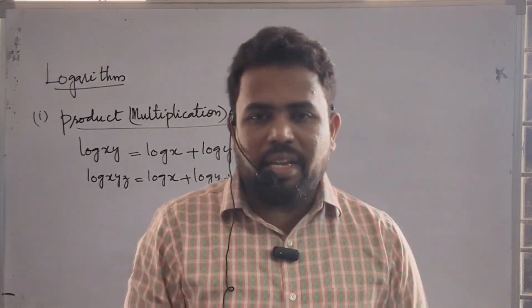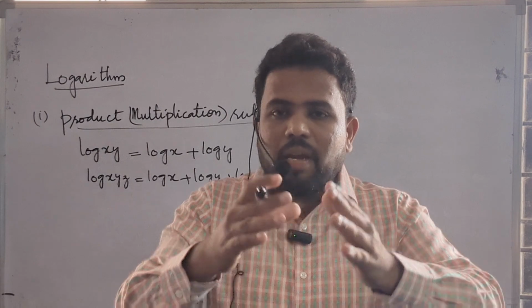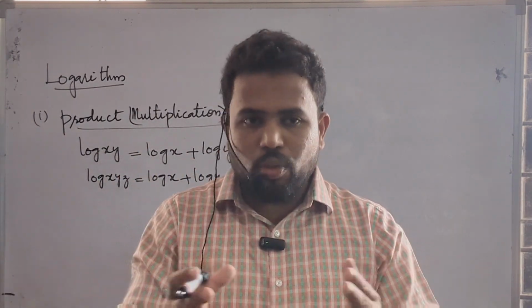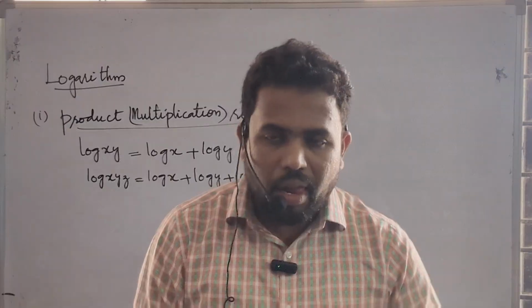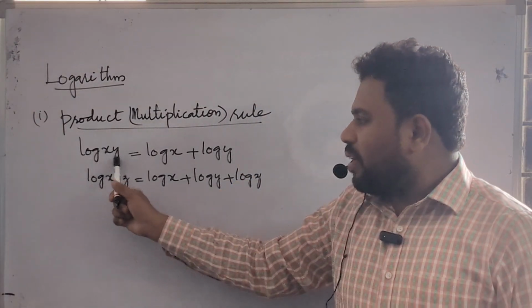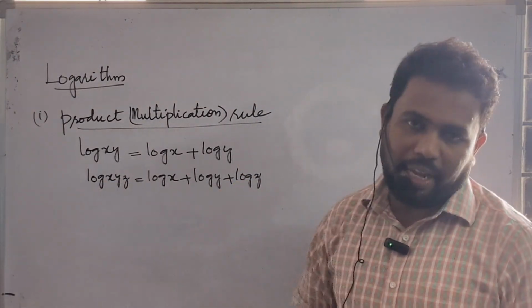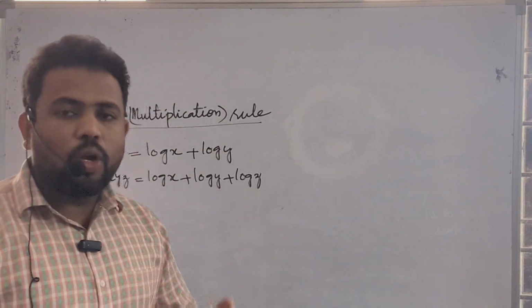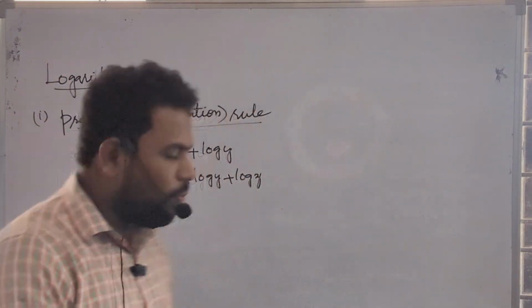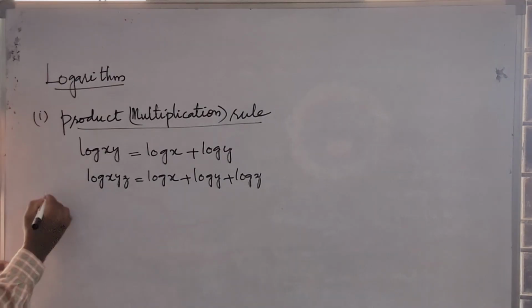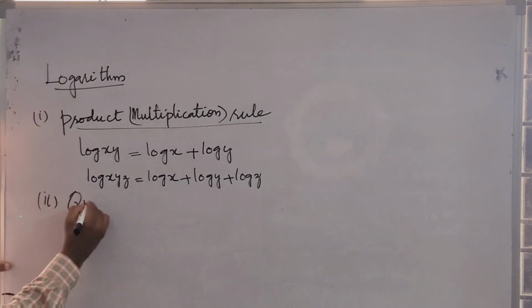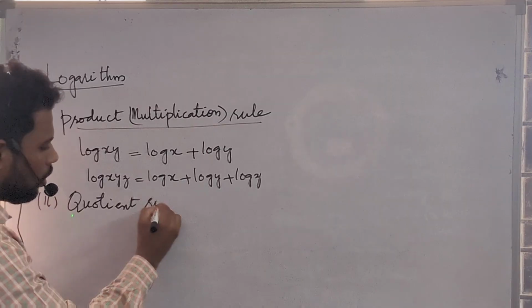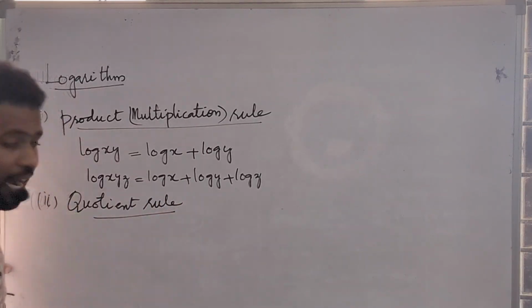So product rule in the sense, a single logarithm can be expanded into 2 or more than 2 logarithms, based on how many numbers and terms are multiplied here. Okay, so let us move to one more rule, which is named what? Quotient rule or division rule. So rule number 2 is the quotient rule, or division rule.